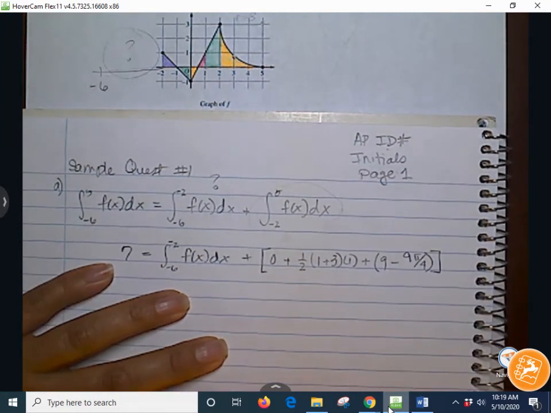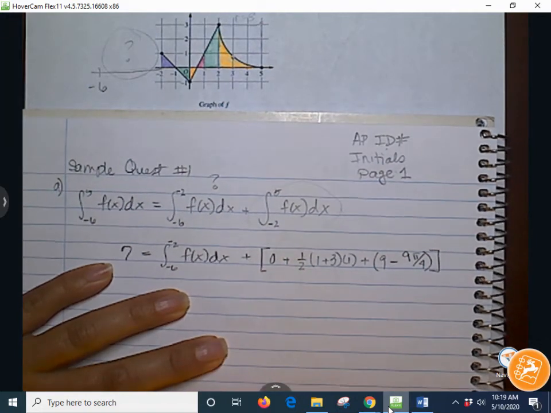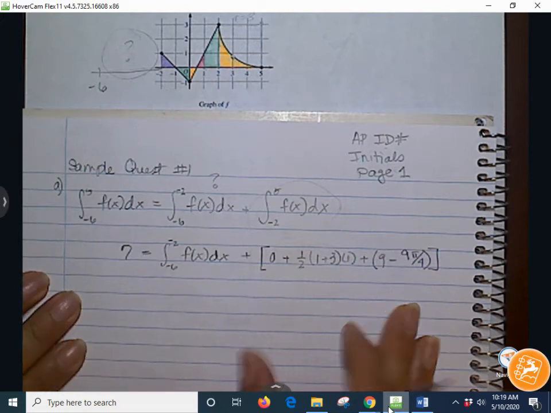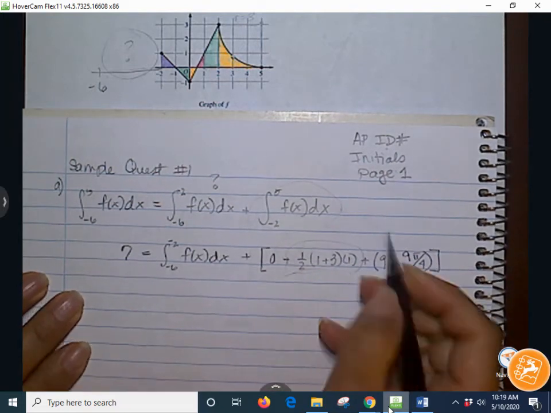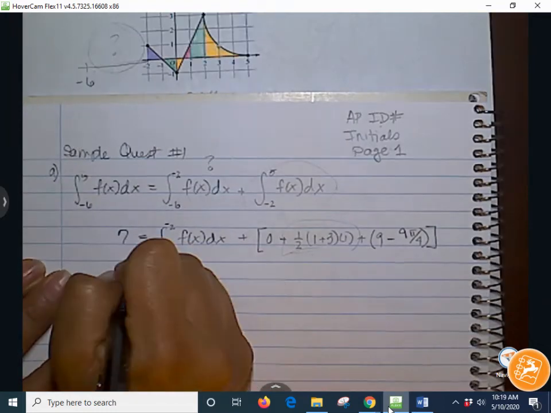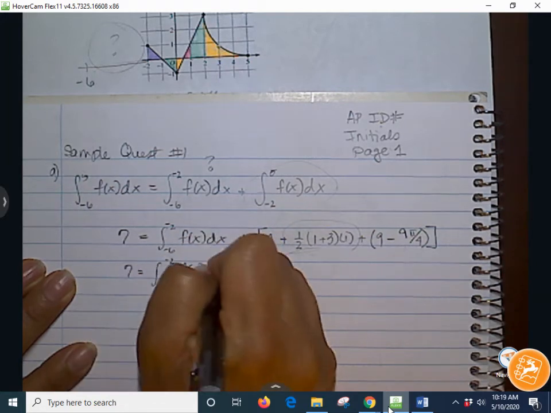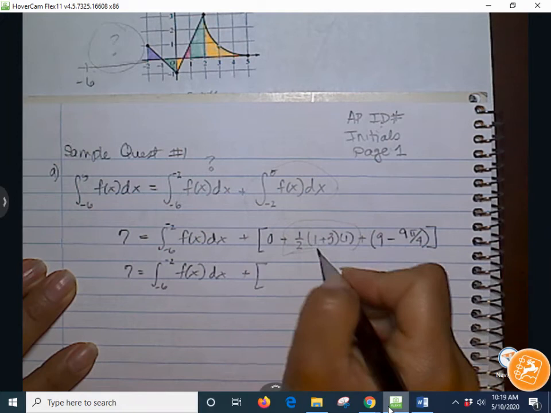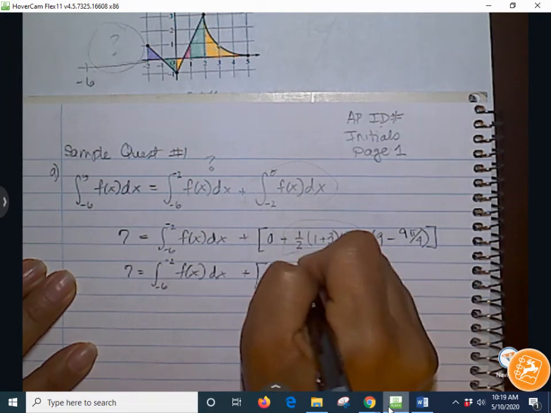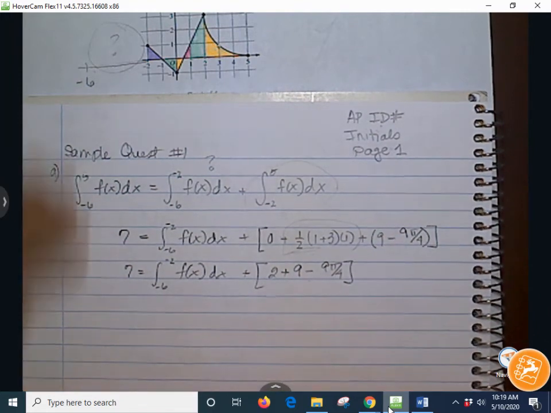Okay, and this is where they talked about parentheses being important. You want to make sure that you have your parentheses in the proper spots, okay? And we're solving for this guy right here. You do not need to simplify this, but I'm just going to because I need to subtract all that stuff over. So I'm going to say 7 is equal to the integral from -6 to -2 of f of x dx plus, this is 4, 4 divided by 2 is 2, 2 plus 9 minus 9 pi over 4. You could simplify that further.